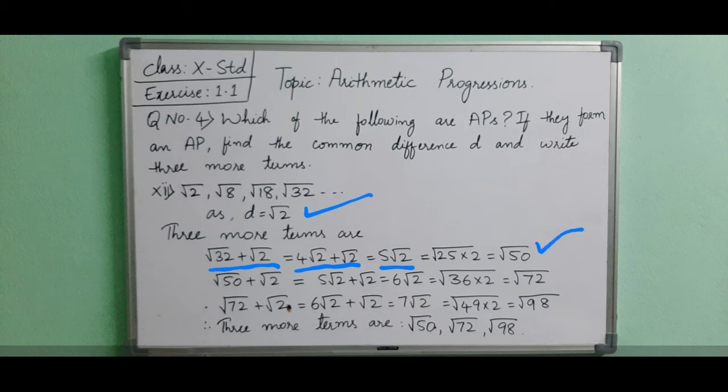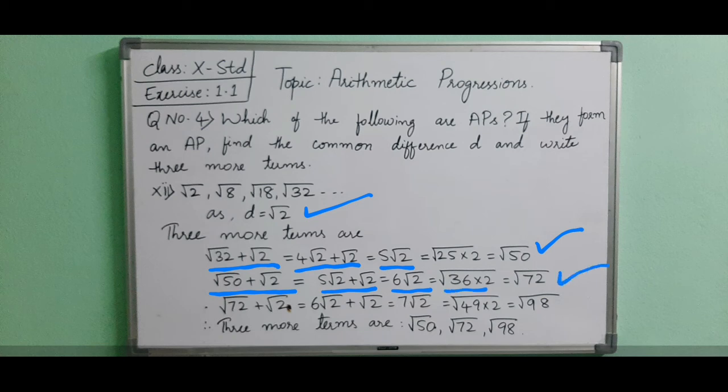The same way we do for the next number: square root of 50 plus square root of 2. Square root of 50 is nothing but 5 root 2. So 5 root 2 plus root 2 is 6 root 2. Again 6 squared is 36, so 36 times 2 is 72.